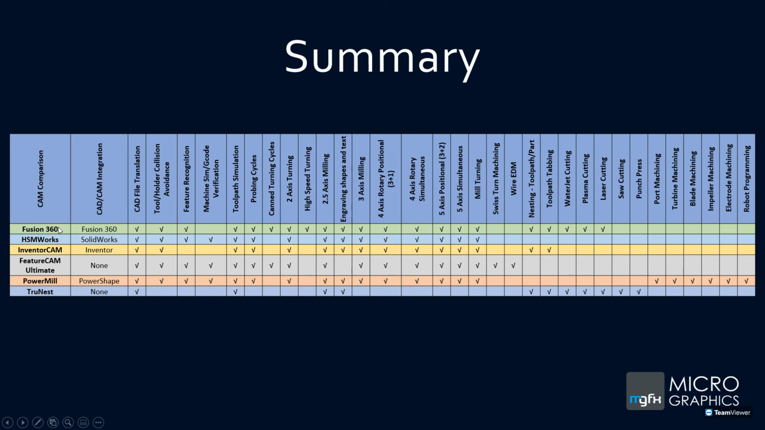So in the list here, we have Fusion 360 with all of its available features, HSMworks, Inventor CAM. So there we should see a lot of overlap with the available features here. One thing to note, Fusion 360, these features that are highlighted include features from the extensions as well.